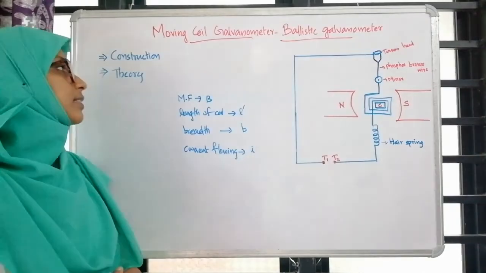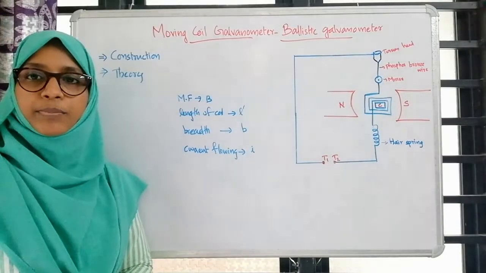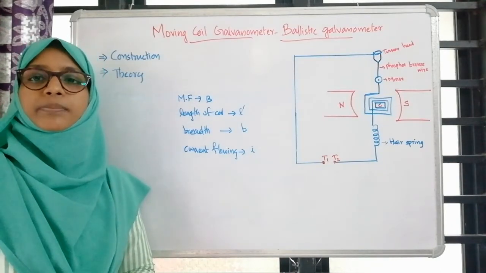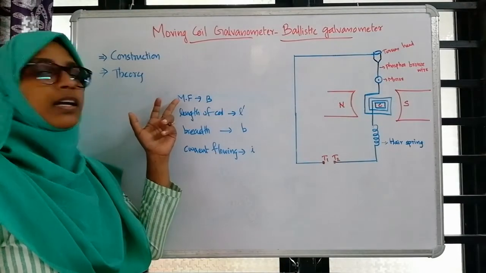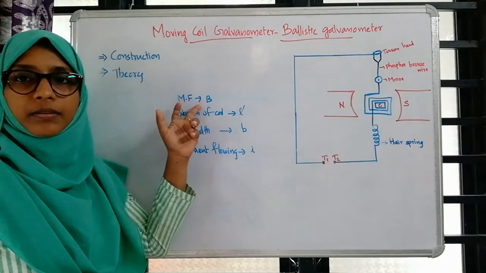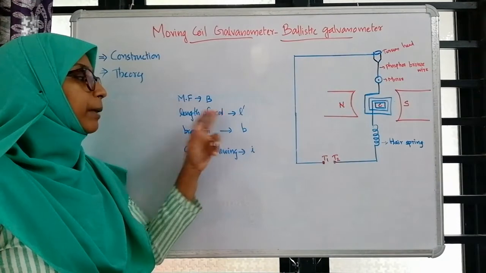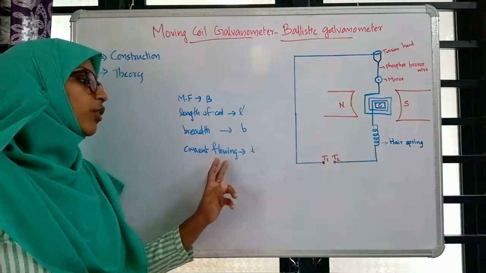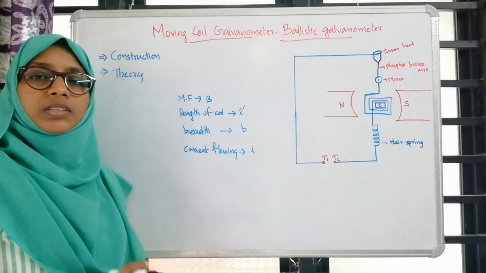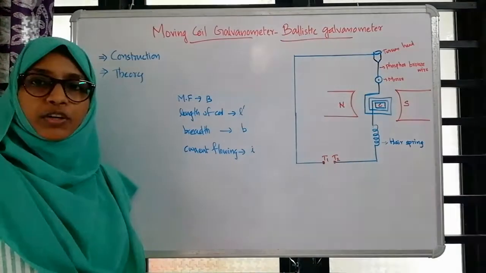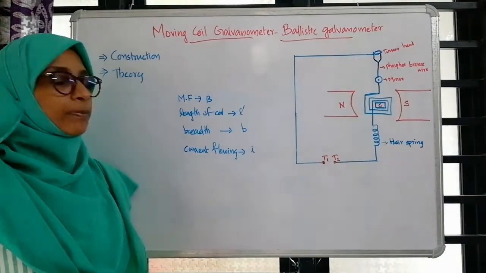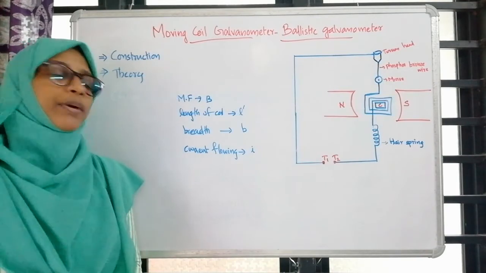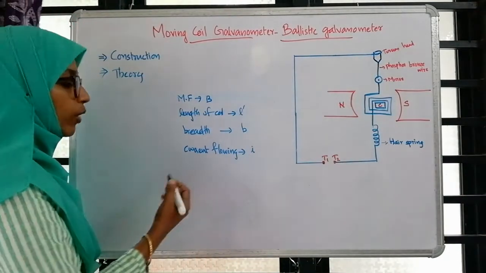Now we can discuss the theory of a moving coil galvanometer. Consider a rectangular coil having n number of turns which is placed between the poles of a magnetic field having intensity B. Let L be the length of the coil and b the breadth. The current flowing through the coil is I. For all positions of the coil, the plane of the coil is parallel to the magnetic field as the magnetic field is radial. Now we can derive the torque in that coil.